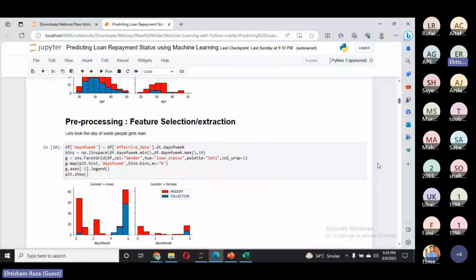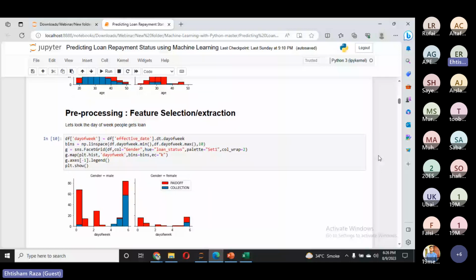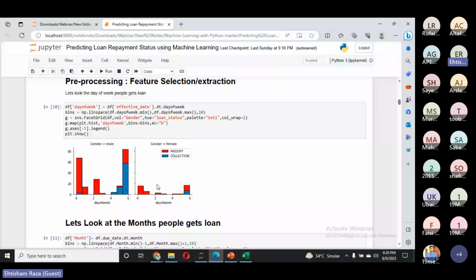So we have created another column bar chart for the males and females over the day of the week. We have extracted the day of the week from 0 to 6, where 0 is Sunday. If you see this, we have created it on the effective date, which means the day the loan was given to them.